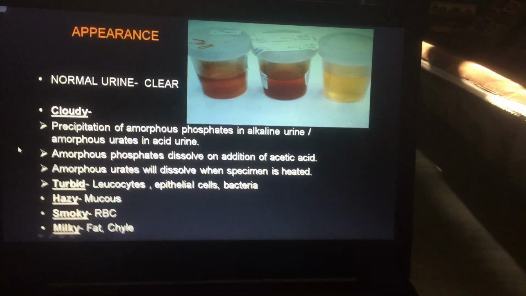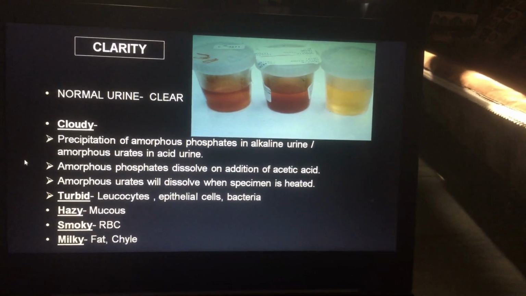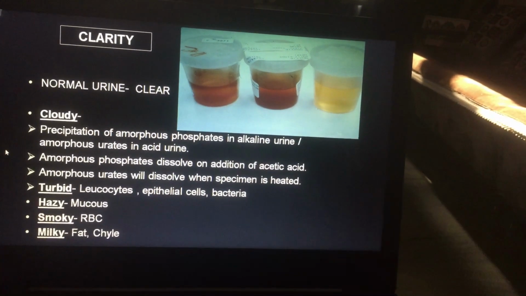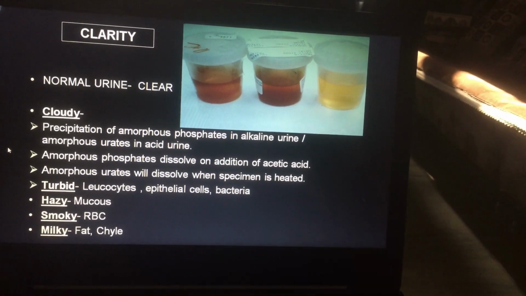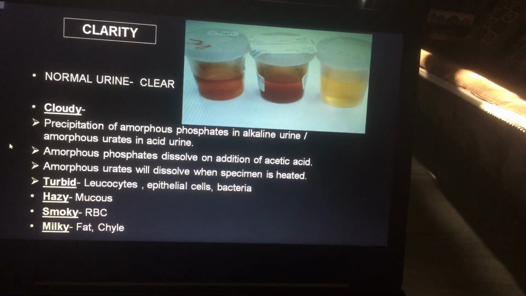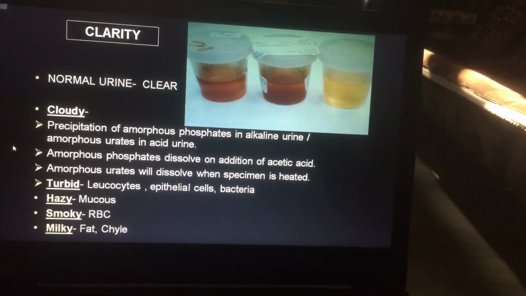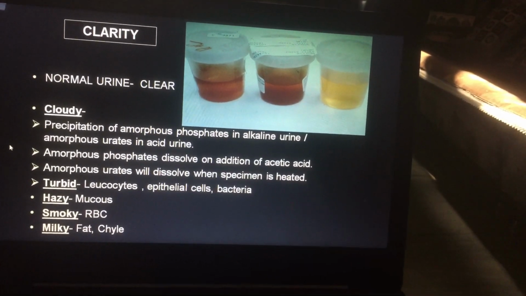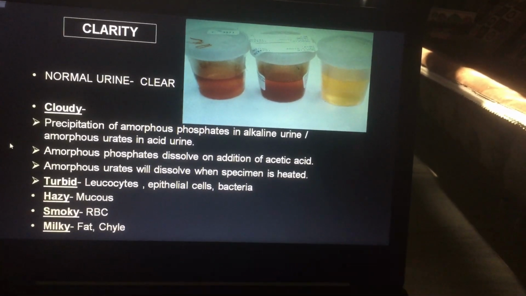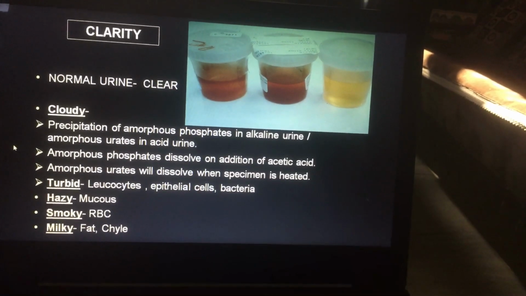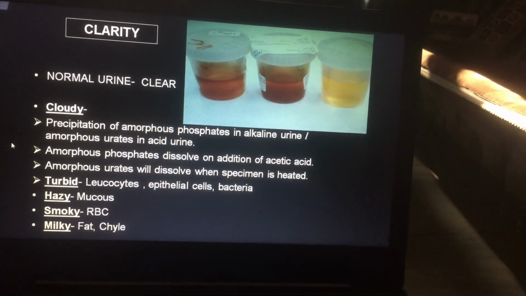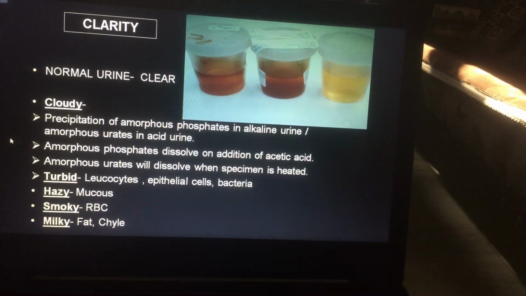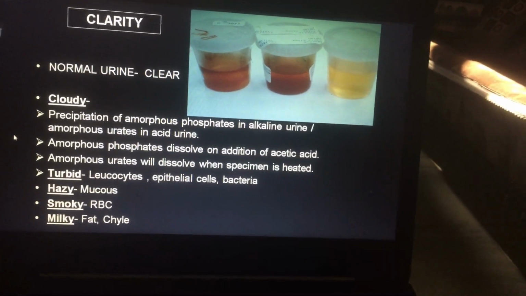And clarity gives you an idea regarding some of the diseases. Like if urine is a little cloudy, it may be because of amorphous phosphate crystals or amorphous urate crystals. It may be turbid because of presence of pus cells, we call them leukocytes, or maybe because of epithelial cells, or maybe bacteria. And it may be hazy in presence of mucus. It may be smoky in presence of RBC, and milky white in presence of fat or chyle.